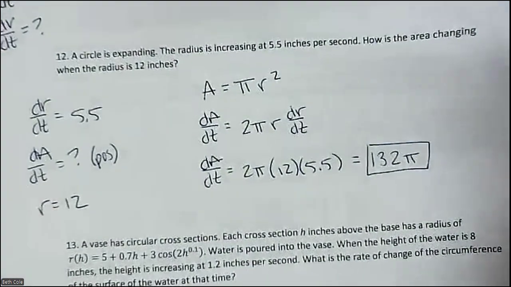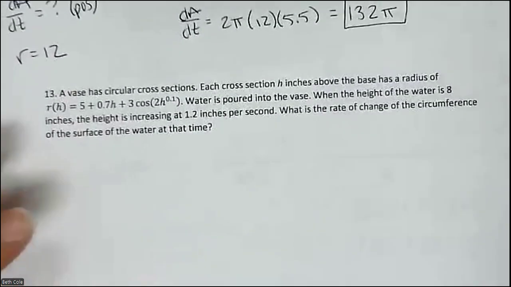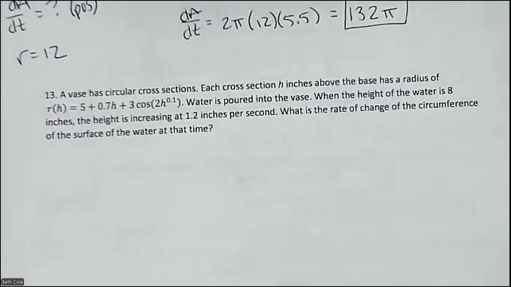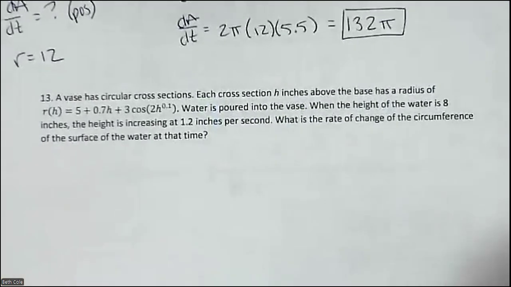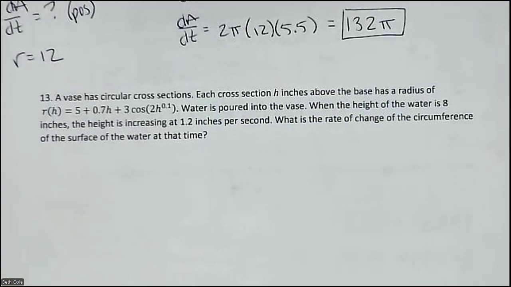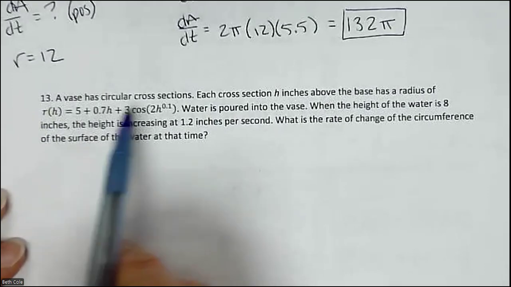All right, last one. A vase has circular cross sections, just so you can envision this. You know what a vase that you put flowers in looks like? You know how they're round? If you chopped cross sections of it, they'd all be circles. Well, you have an imagination, right? Imagining this. Each cross section, 8 inches above the base, has a radius of this thing.